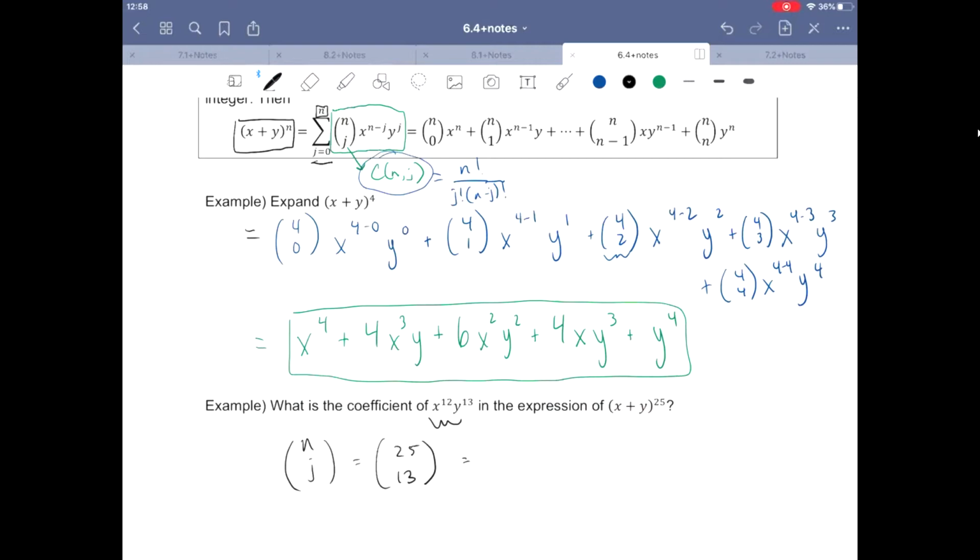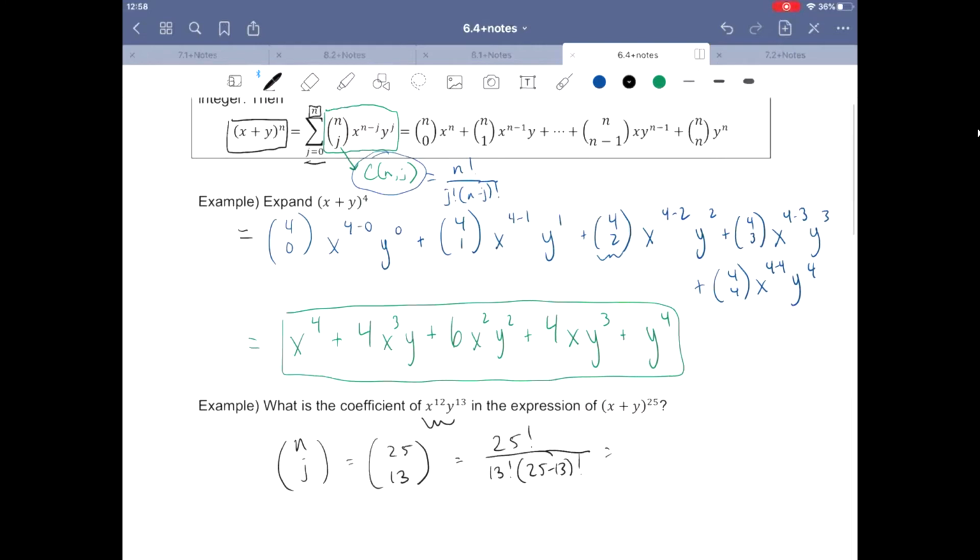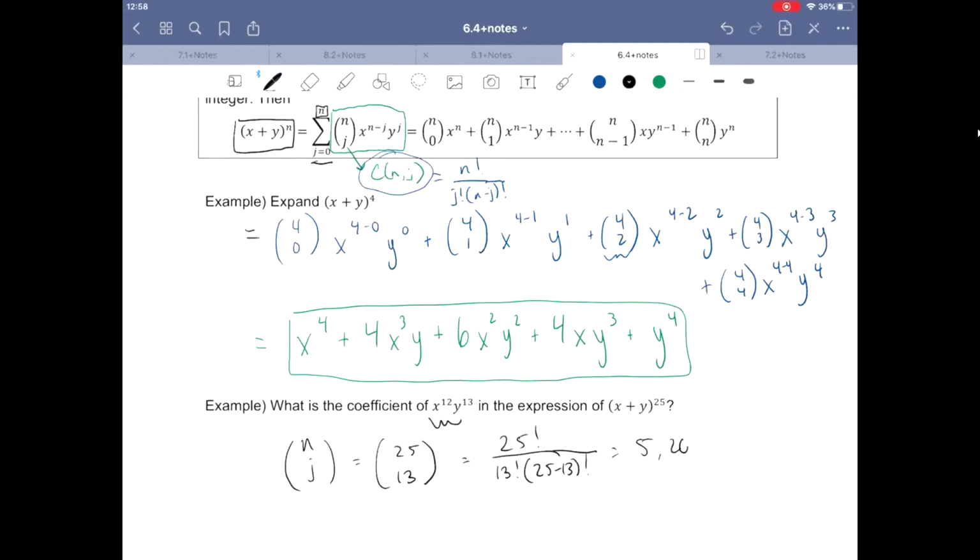All right, so you can plug this into your calculator. But Joseph was saying this is also the formula: 25 factorial over 13 factorial times 25 minus 13 factorial. This is a pretty big number. It's 5,200,300. Thank you. All right, so that would be the coefficient of that term.